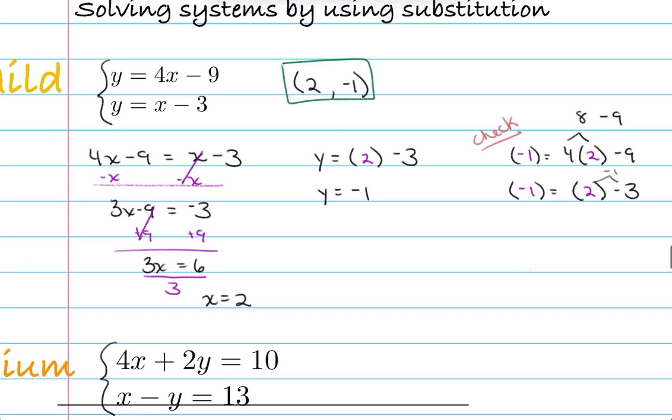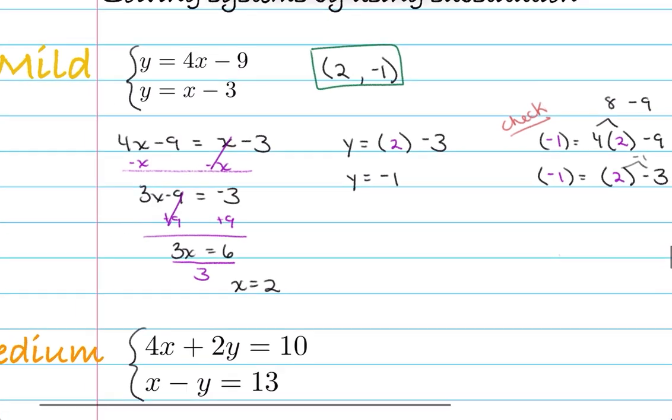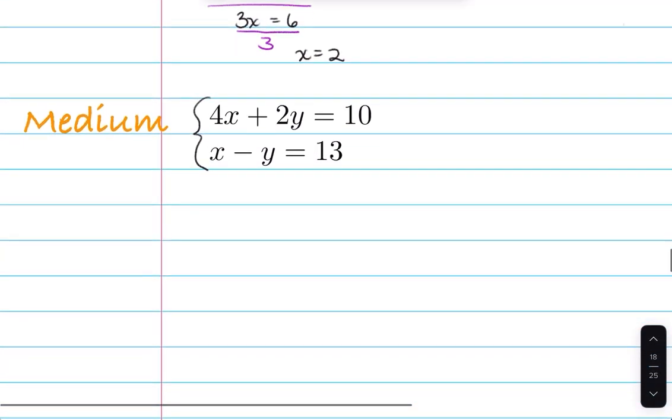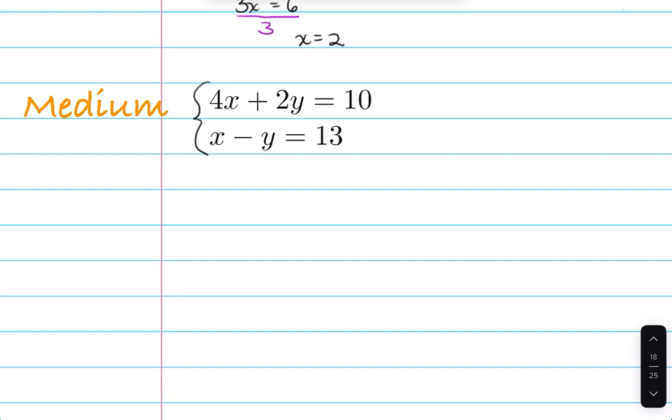Okay, let's take a look at a slightly spicier one. Let's look at our medium one. Okay, we have 4x plus 2y equals 10, and we have x minus y equals 13.